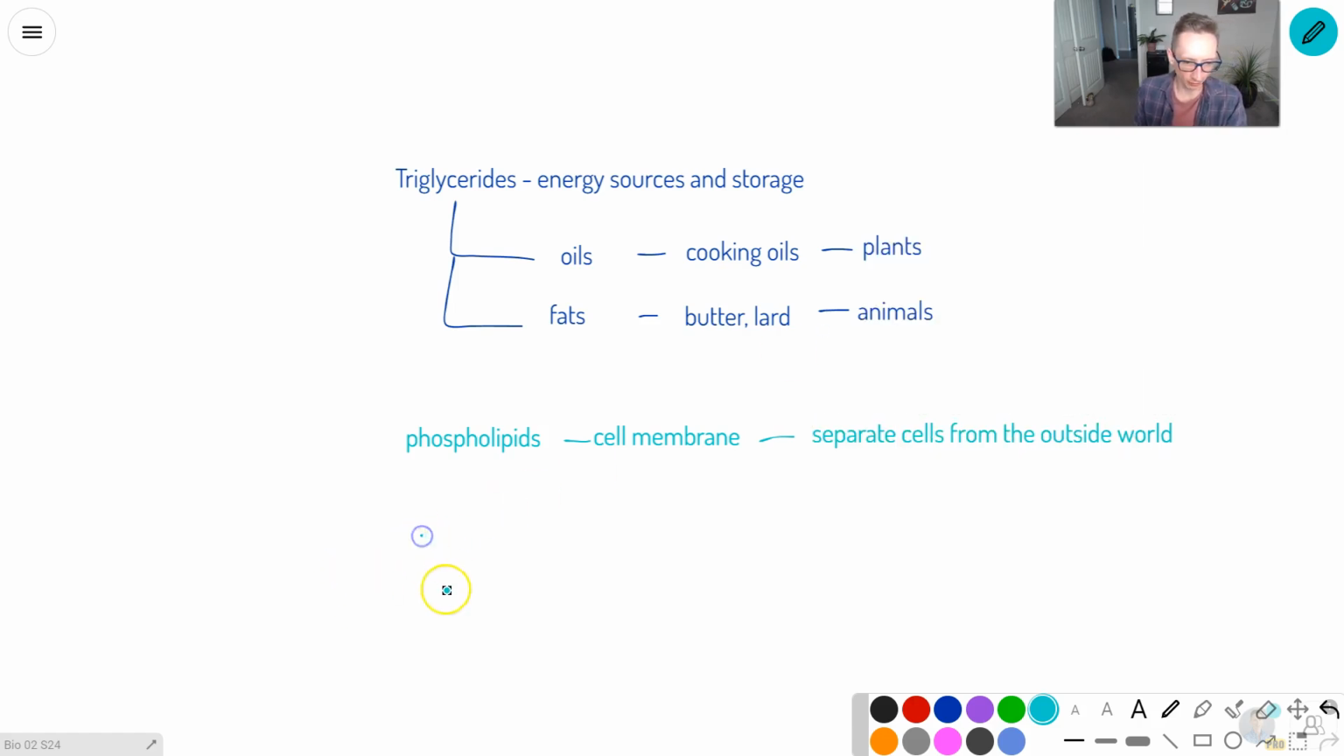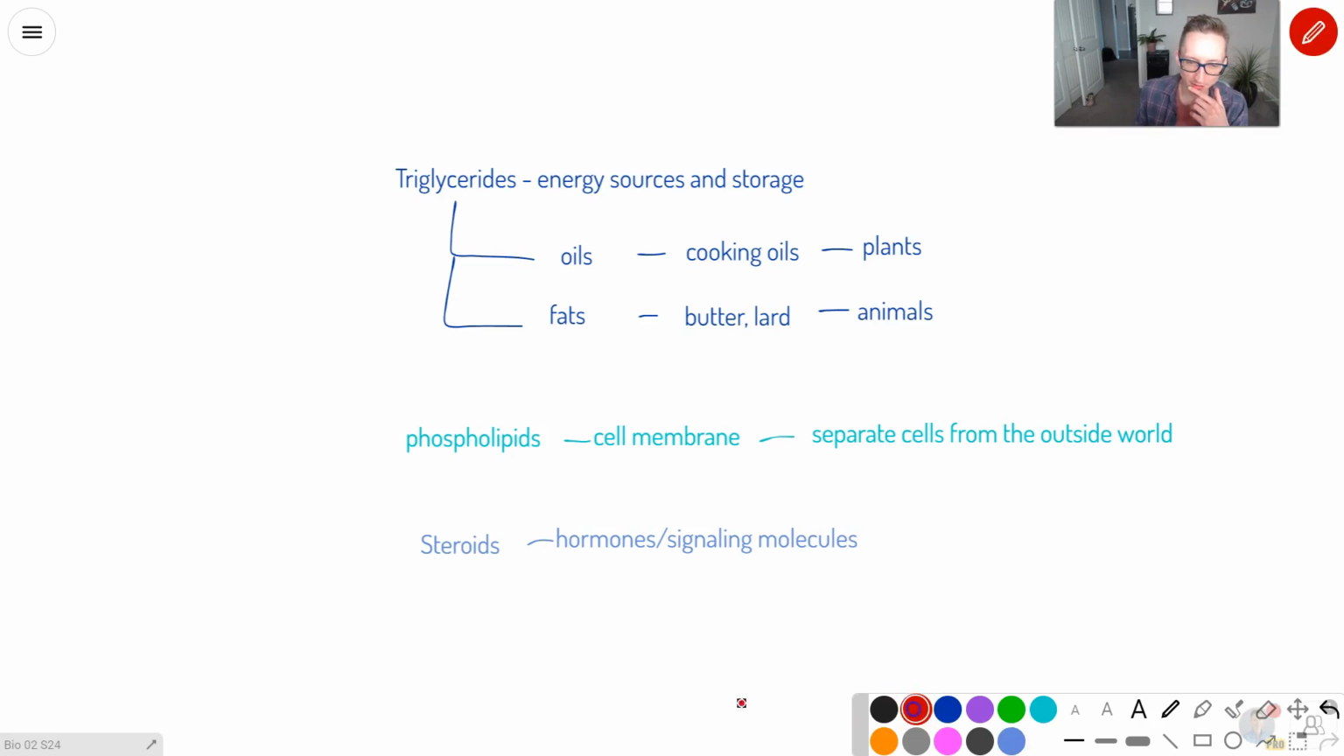Then we've got our steroids. Need a different color, actually. Sorry. We've got our steroids, which are hormones and signaling molecules. So these allow cells to communicate with each other.